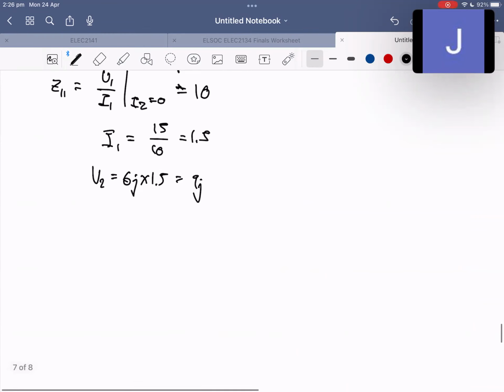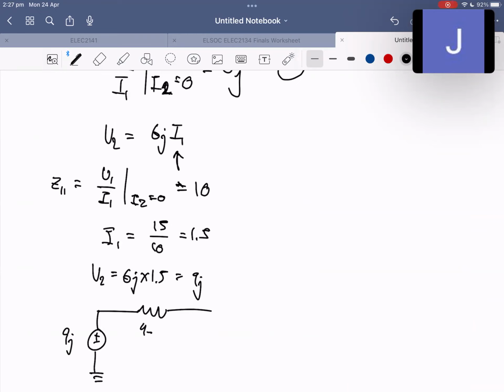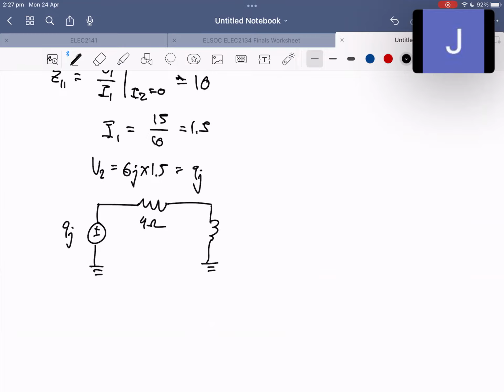Now we can draw the Thevenin equivalent circuit, where the voltage seen at terminals A, B is the open circuit voltage, which is 9J, and then it sees a resistance of 4 ohms. And then the load, sorry, not the Thevenin load but the actual load, is a 2 Henry inductor.